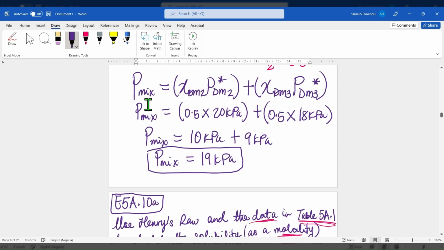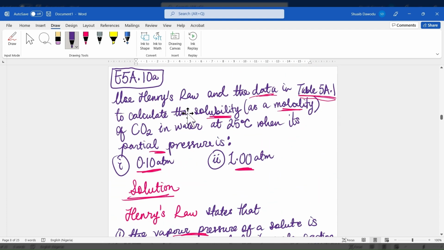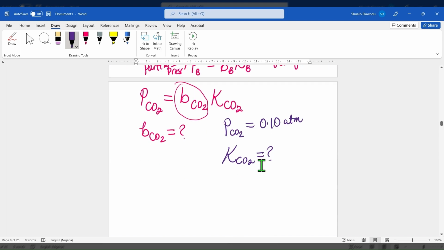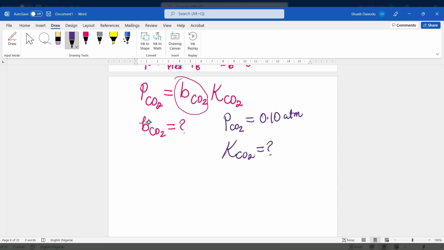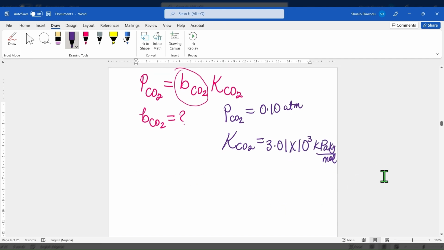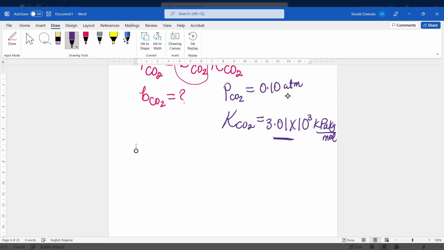Again, the question says we should go to table 5A.1. Looking at table 5A.1 as well as the research section of the Atkins Physical Chemistry 11th edition textbook, we see that the constant of proportionality for CO2 when you're dealing with Henry's law is simply 3.01 times 10 raised to the power of 3 kilopascal kilogram per mole. So this is the value right here. And we also have this one.